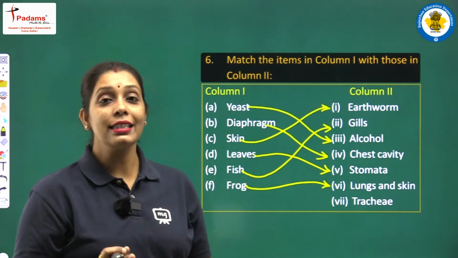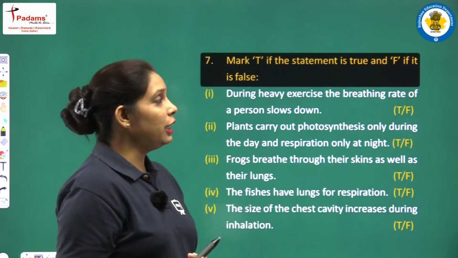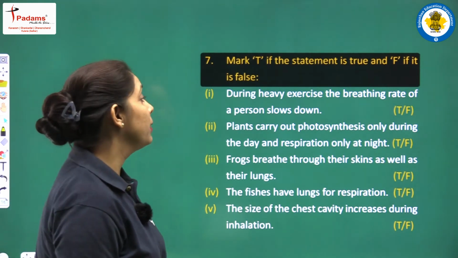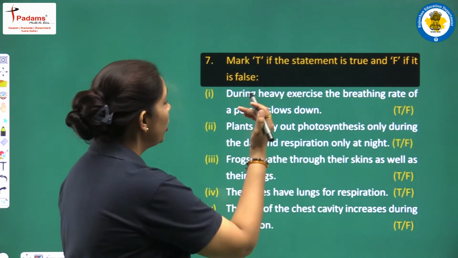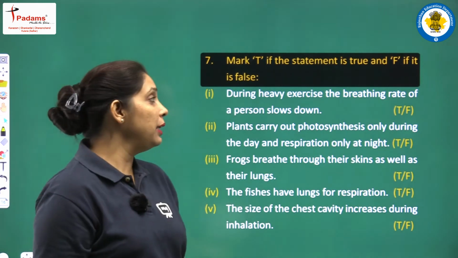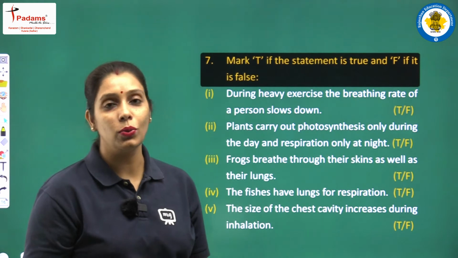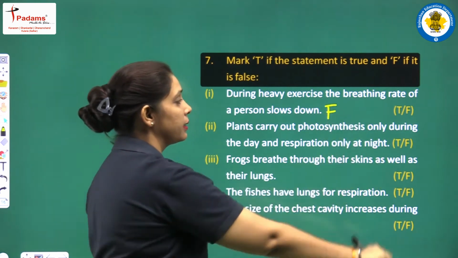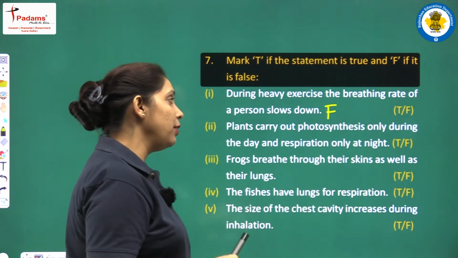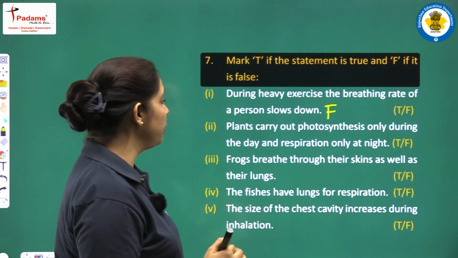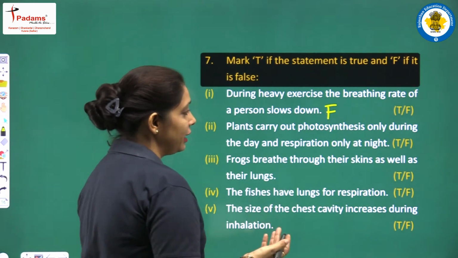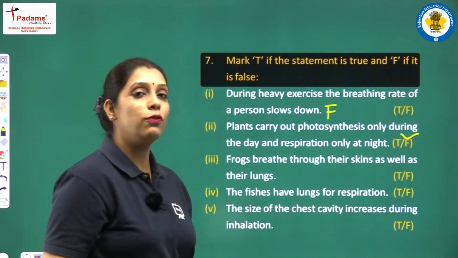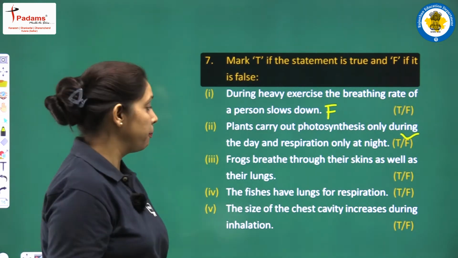Move to the next question, class, and our next question is mark T if the statement is true and F if the statement is false. Okay. Read one by one. During heavy exercise, the breathing rate of a person slows down? No, it will increase. So the statement is false. Next one. Plants carry out photosynthesis only during the day. Okay. Respiration only at night? No, it is false. So you will tick here on false, or you will write false.